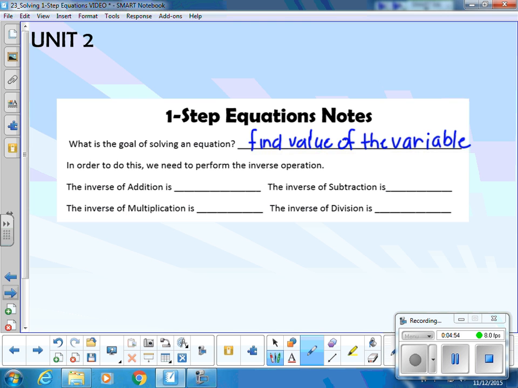To do that, we have to perform the inverse operation. We talked about it in class today, but what is the inverse of addition? Subtraction. So when we want to undo addition, we subtract. What is the opposite or inverse of subtraction? Addition. Likewise, what is the inverse of multiplication? Division. And the inverse of division is multiplication.